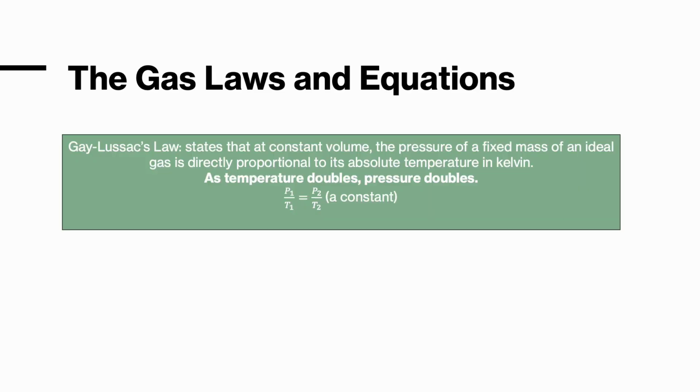Moving on to the third law, so Gay-Lussac's law states that at a constant volume, the pressure of a fixed mass of an ideal gas is directly proportional to its absolute temperature in Kelvin. This means that as temperature doubles, pressure doubles. So pressure divided by temperature gives a constant value. Also, pressure 1 divided by temperature 1 will equal pressure 2 divided by temperature 2.